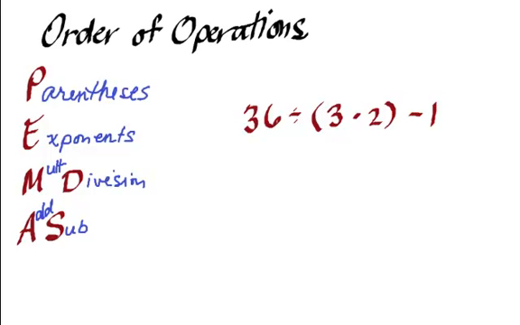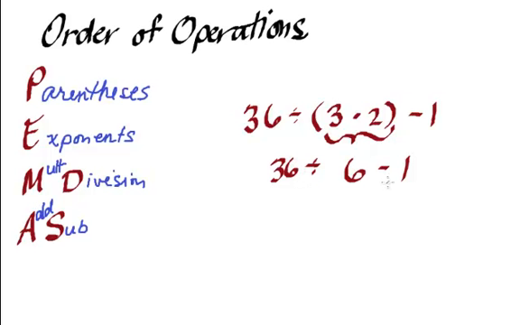Okay, we're looking at these parentheses now. We have 3 times 2. Parentheses are always the first thing we're going to look for. 3 times 2, so that's in parentheses. We're going to do that first. So we have 36 divided by 6 minus 1. Now notice that every time I solve a portion of the problem, I rewrite the rest of the problem exactly as it shows. So don't try to do too many steps at once because you might get confused with that.